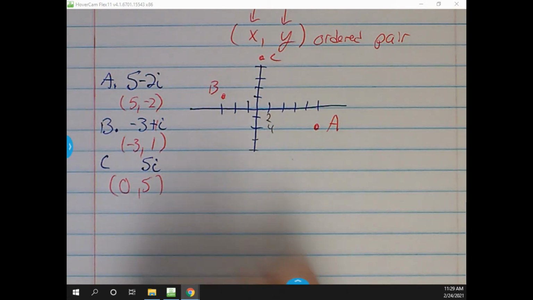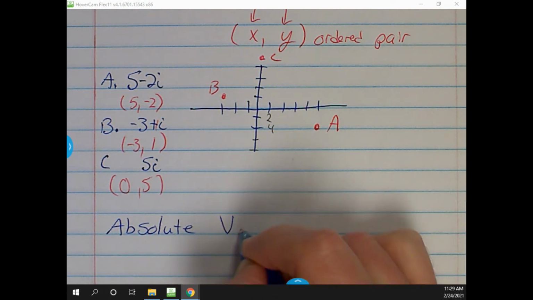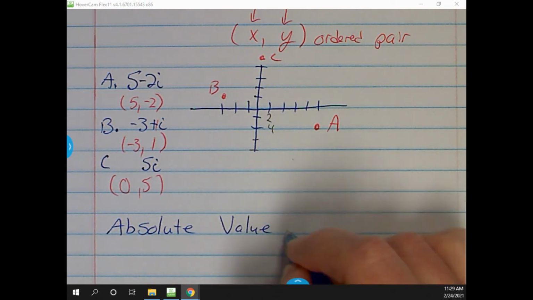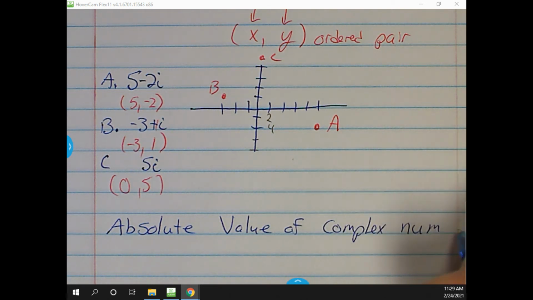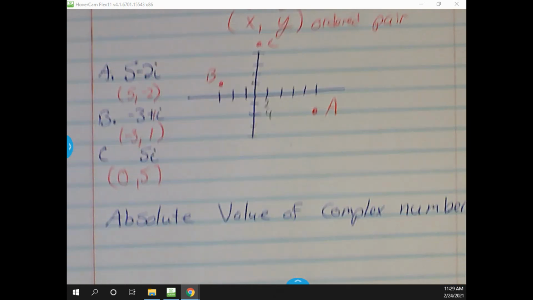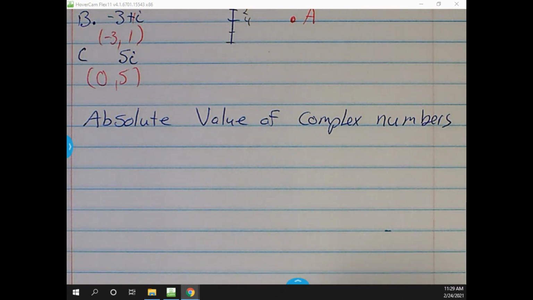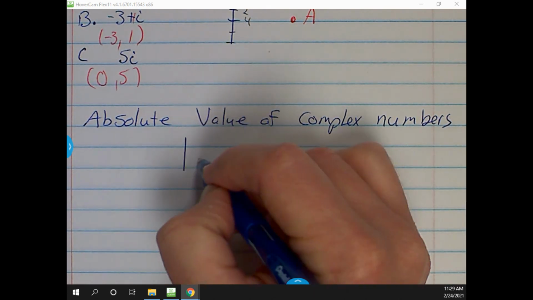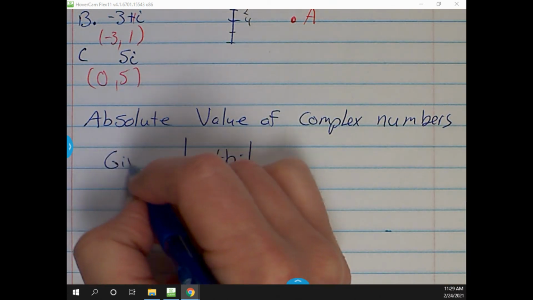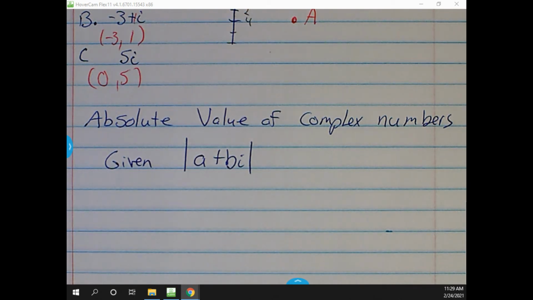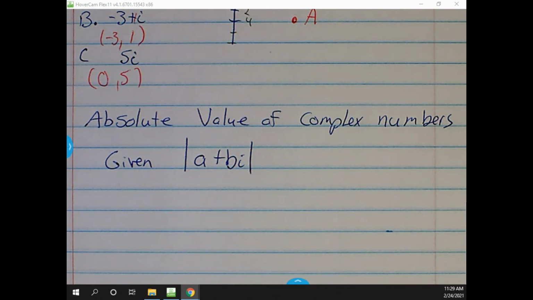Okay, and then the last thing that we're going to do with the complex numbers is we're going to find the absolute value of complex numbers. Even this one's not too bad once you see the setup. Whatever complex number they give to you, they're going to tell you to find the absolute value of whatever this complex number is.